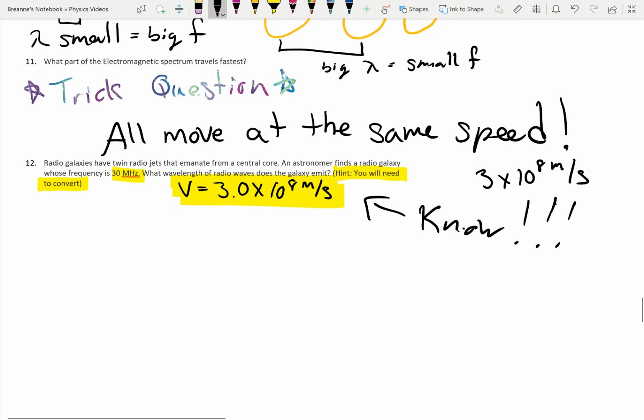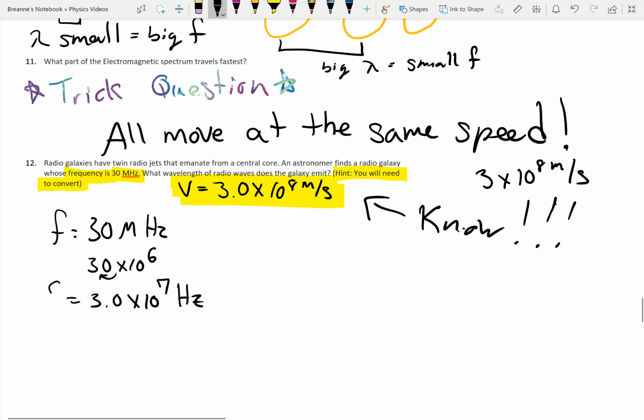Okay, cool. And we're looking for your wavelength of the radio waves. So we have our velocity. We technically have our frequency, but our frequency we need to convert. So our frequency is 30 megahertz. Mega is times 10 to the 6th. So we have 30 times 10 to the 6th. Move over one, so we have 3 times 10 to the 7 hertz. So that becomes our frequency.